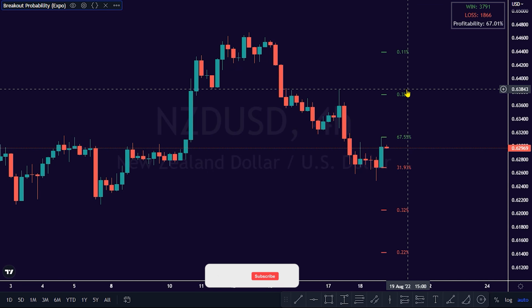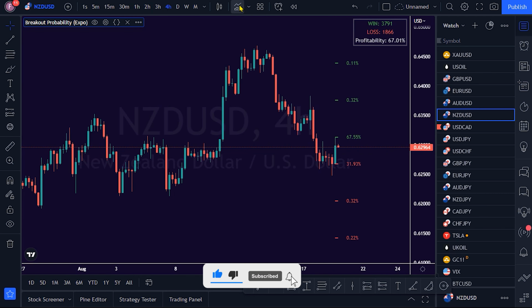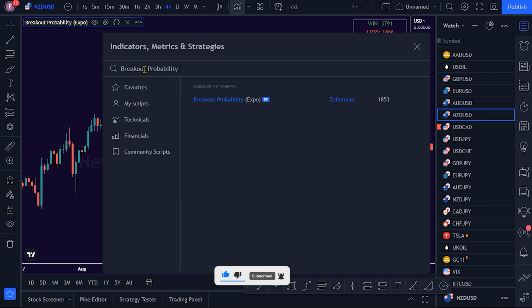To apply this trading indicator on the chart, type the breakout probability Expo indicator keywords under the community script. You will see the breakout probability Expo indicator. Select the Breakout Probability Expo Indicator EP version by Zierman.